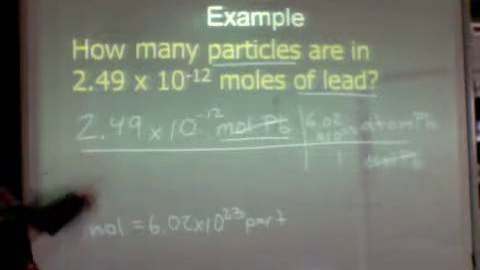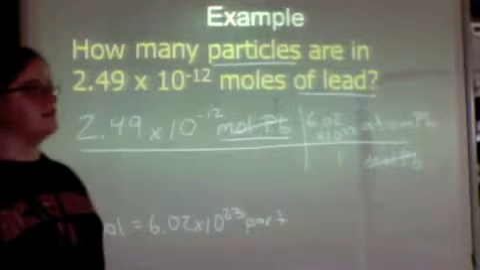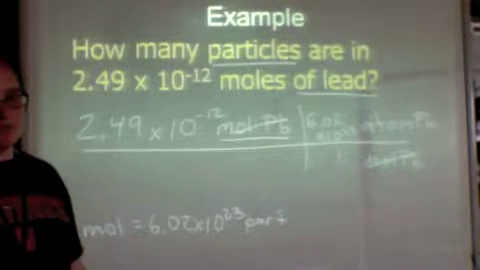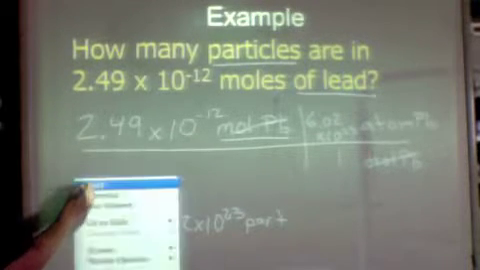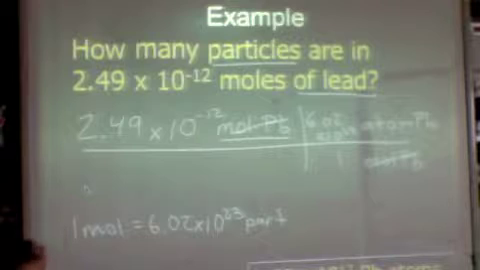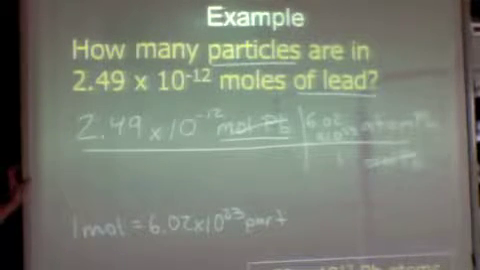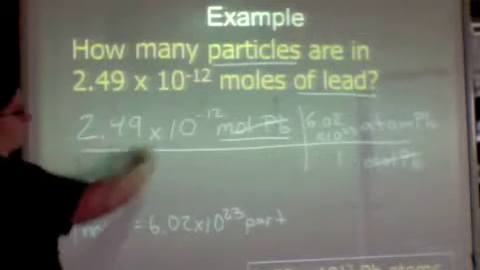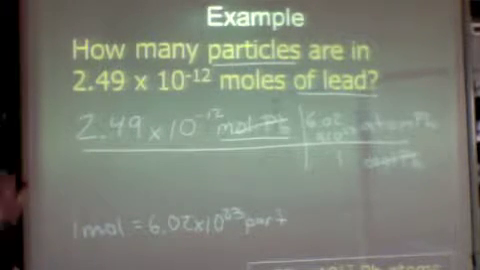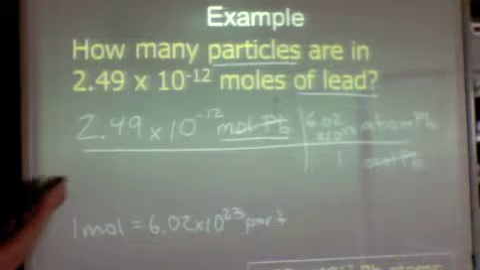So 2.49 times 10 to the negative 12th times 6.02 times 10 to the 23rd atoms of Pb, and plug it in. And you should get 1.50 times 10 to the 12th atoms of Pb. Now we are doing sig figs again. So whatever your original number, however many numbers it has, that's what your final answer has to have. Okay, let's try another one.